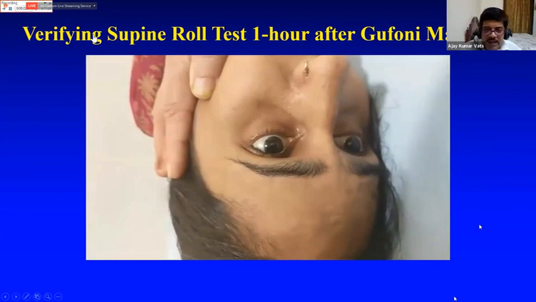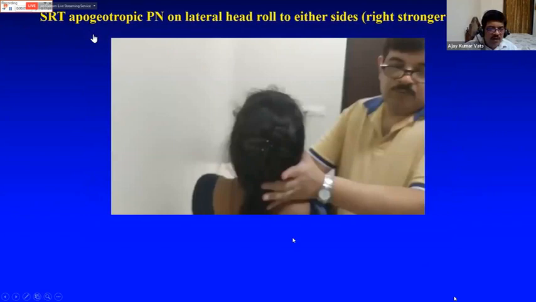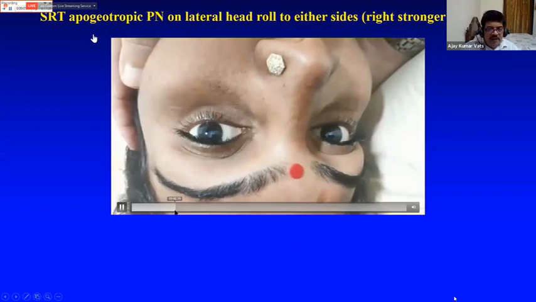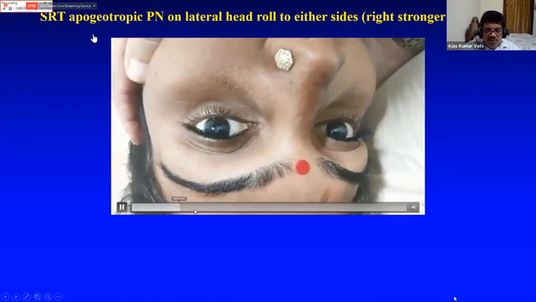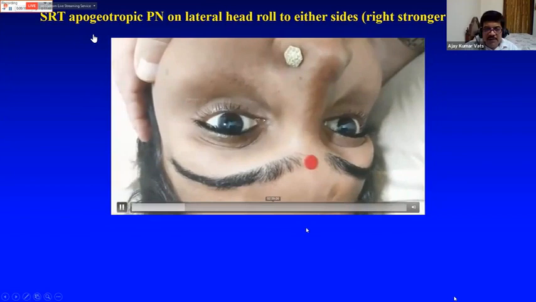This is a 32-year-old lady, who came with a history of vertigo for 7 days. The lateral head roll to the right elicited an apogeotropic nystagmus. I am scrolling this because the nystagmus was of around 3 minutes duration. I am scrolling it to around 3 minutes. Still it is present, you can see.